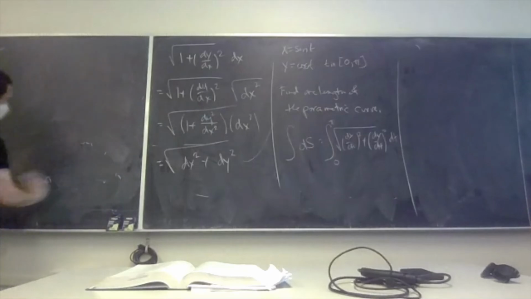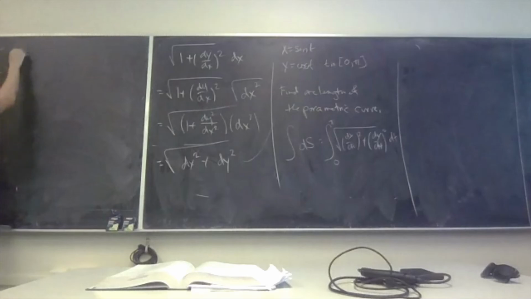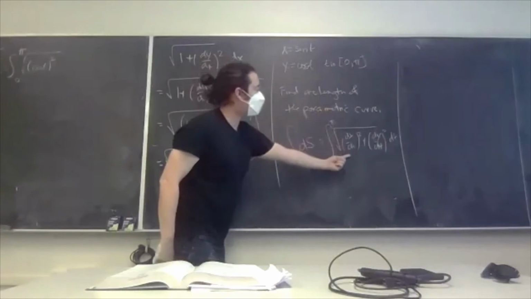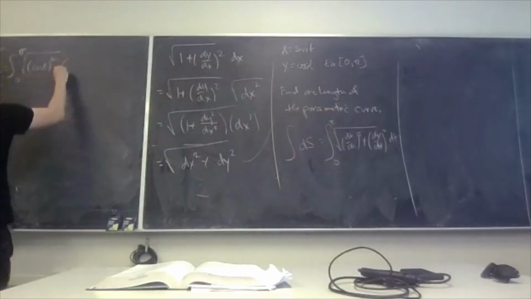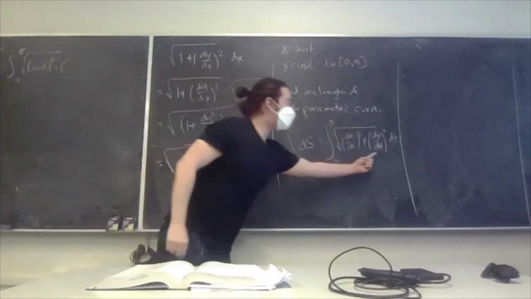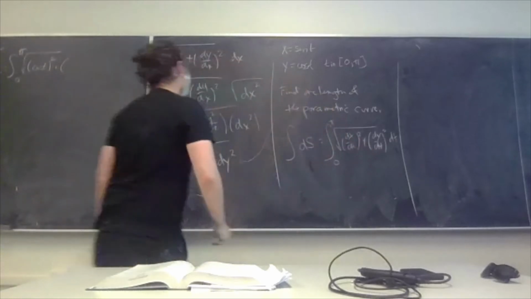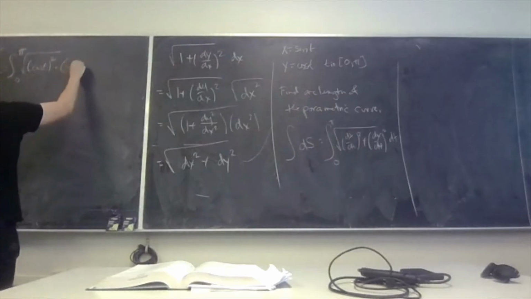All right. So if we do that computation, what's x? x is sine. So what's dx/dt? Cosine? x is sine, so dx/dt is the derivative of sine with respect to t, which is cosine. Here, we have to compute dy/dt, but y is cosine, so dy/dt is minus the sine.